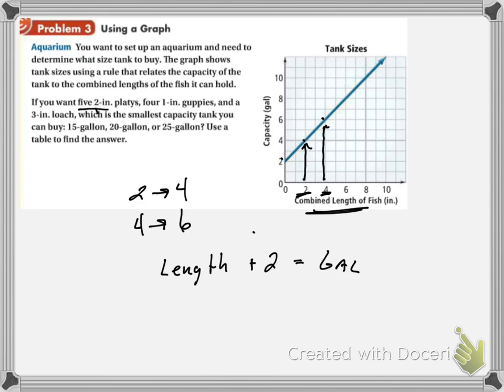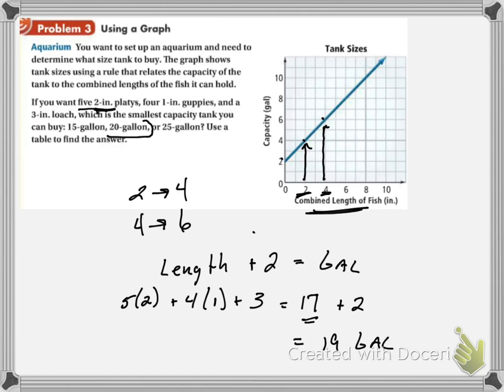So what's my total length of the fish? I need 5 of whatever type of fish that is. So 5 times 2, because each one's 2 inches, plus I need 4 guppies times 1 inch apiece, plus 1 of the 3-inch loaches. When you add all that up, what do you get? Well, 10 plus 4 is 14, 17. So you get 17 total inches. Well, let's add that 2 to it, which gives me 19 gallons. Well, that's not one of my choices. So if I'm looking, 20 gallon, therefore you need a 20-gallon tank.